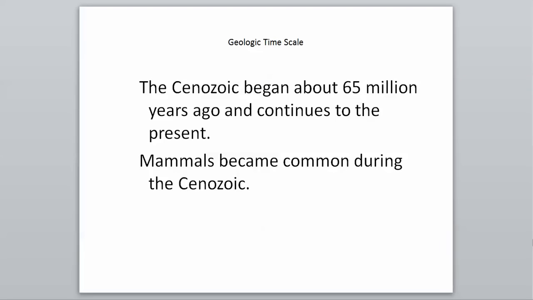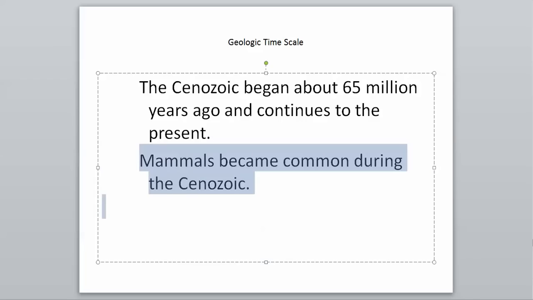And so then our final era is the Cenozoic era, and it began about 65 million years ago, and it continues on today. So this is the era that we are currently living in right now, the Cenozoic era. And then mammals became common during the Cenozoic. So mammals are the dominant life form on Earth right now.